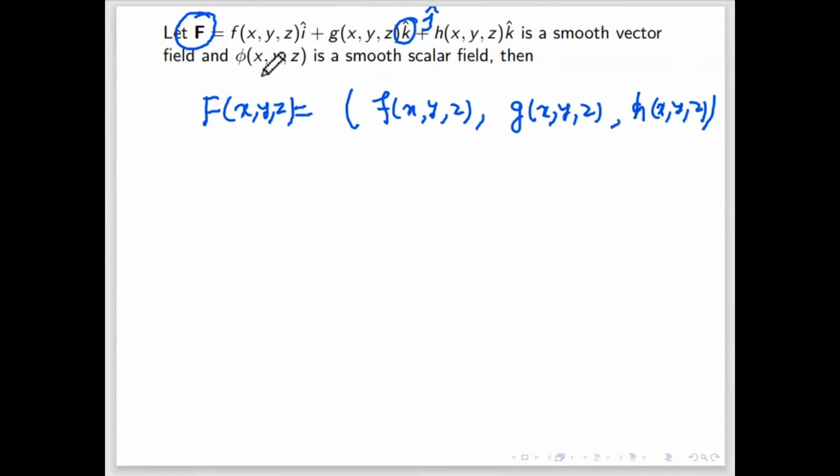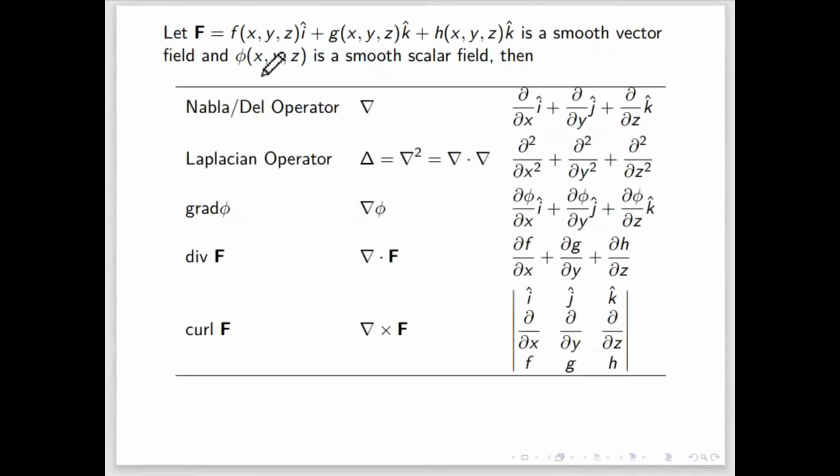Then we will define something. Out of this, like the del operator, you know, del by del x i cap, del by del y j cap, and del by del z k cap. That we have already seen. What is the del operator?